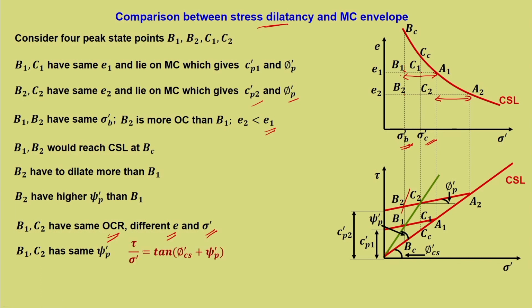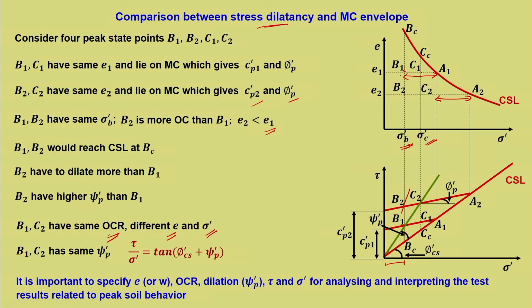Now, B1 and C2 have the same psi dash P, which can be represented by tau by sigma dash is equal to tan of phi dash Cs plus psi dash P, because this tau divided by sigma dash, that ratio remains same for both B1 and C2, because the dilation angle psi dash P is same for both.